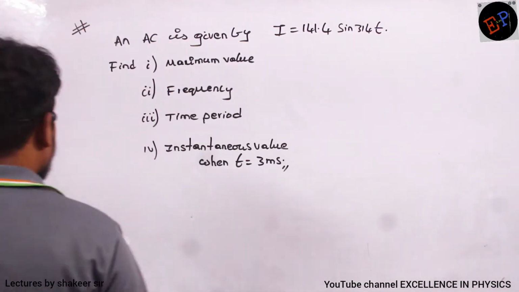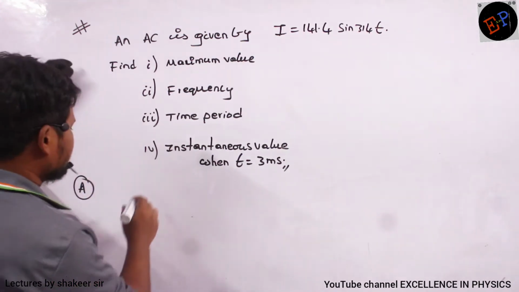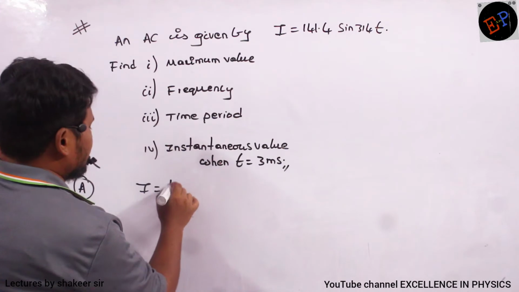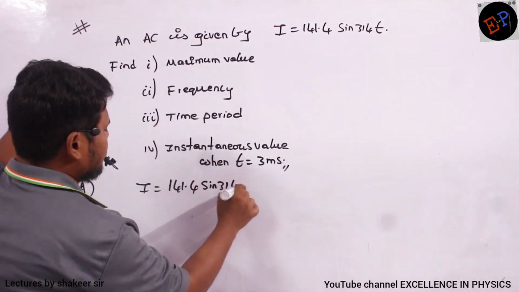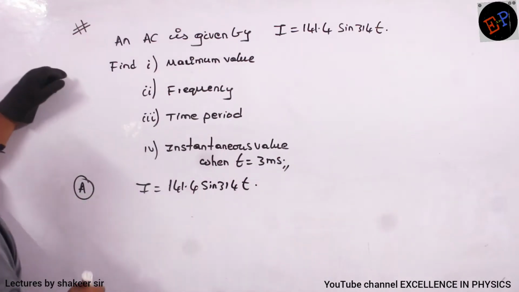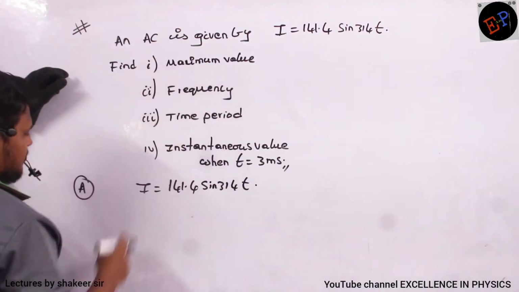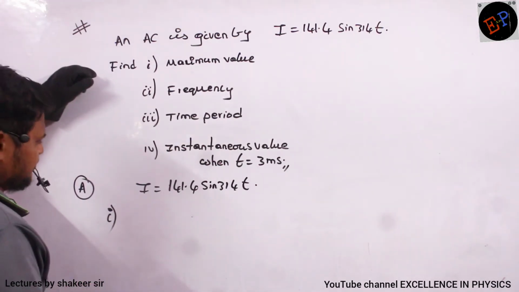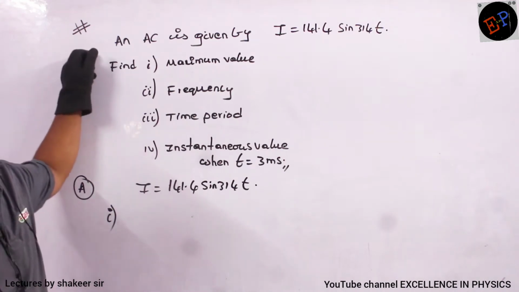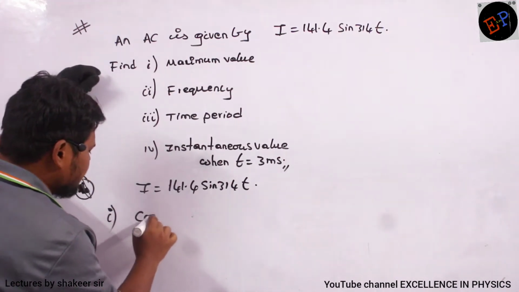See this question. This is the equation of AC which is given. I is equal to 141.4 sin 314t. Okay? And he is asking us to find out four values, starting with the maximum value. How can I calculate maximum value? Tell me. Compare this one with the actual equation.